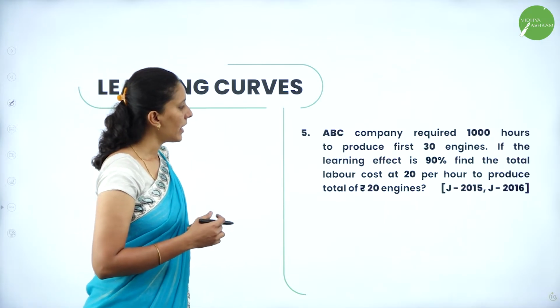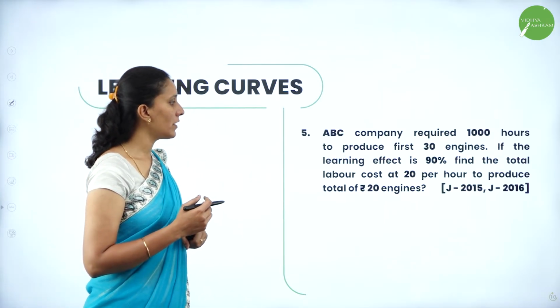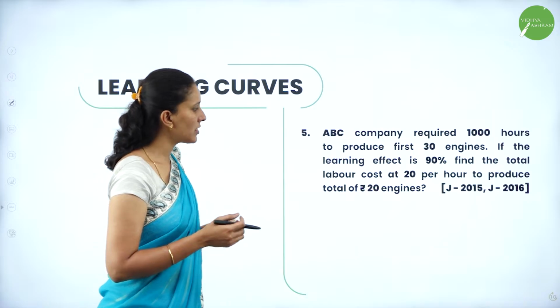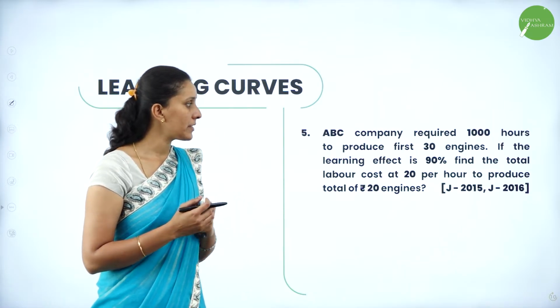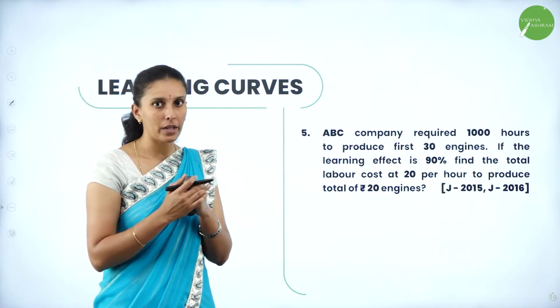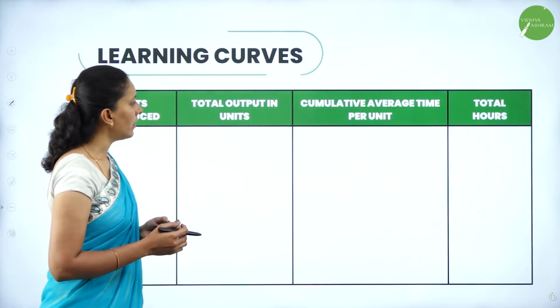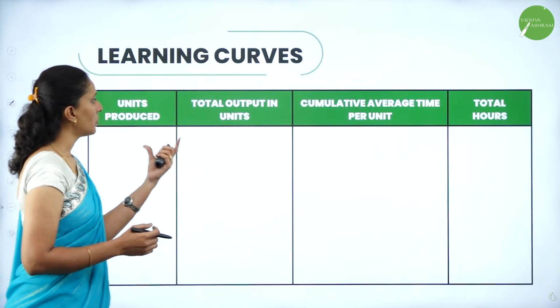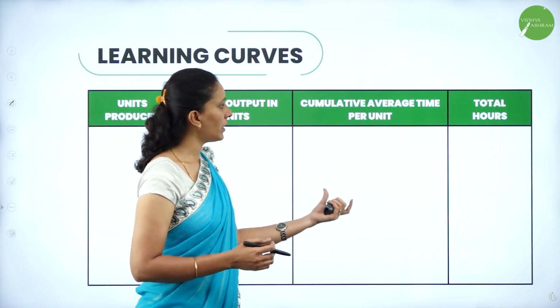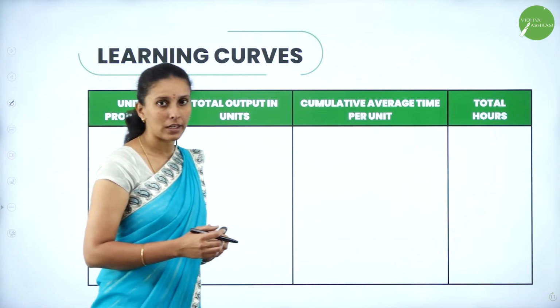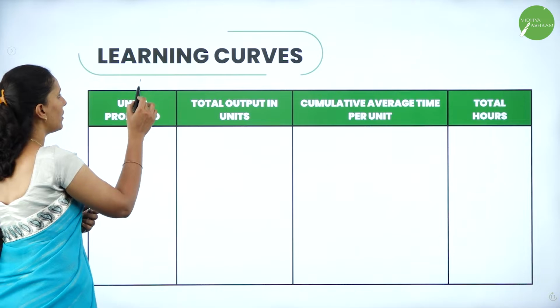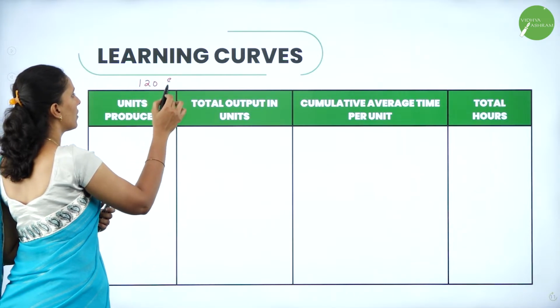Next question. ABC company required 1000 hours to produce the first 30 engines. If the learning effect is 90%, find the total labor cost at 20 per hour for the required number of engines. Here again we have the units produced, total output in units, cumulative average time per unit, and total hours. So here, 120 engines.